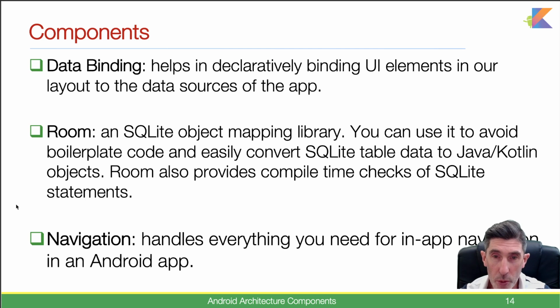Other ones there, we have Room. Room is an SQLite object mapping library. You may have come across it before. We won't be looking at it, but if you do want to have some kind of a database backend to your application, Room would definitely be a good solution for you. Room also provides compile time checks of SQLite statements. And you can even use some of your SQLite, maybe if you're coming from Java or even a desktop app which would have connected to a database, you can bring in those SQLite tables and the table data if you need to.